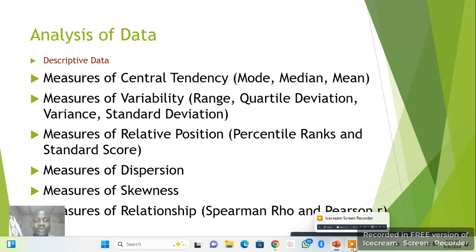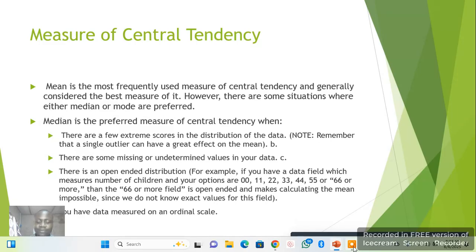We have measures of dispersion, and we also have measure of skewness. We have measure of relationship. Under that, we have the Spearman rho and Pearson r. All these are the types of descriptive statistics that we actually have.